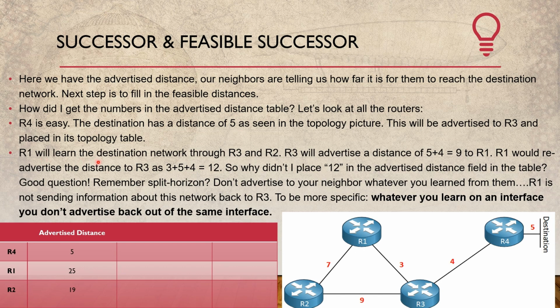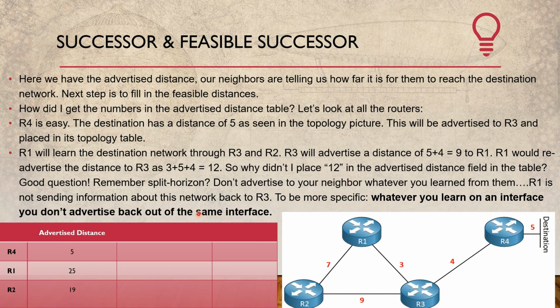Now R1 will learn the destination network through R3 and R2. R1 will learn from R2 and R3. R3 will advertise a distance of 5 plus 4 to R1. This distance will be advertised to R1. R1 would re-advertise the distance to R3 as 3 plus 5 plus 4, 12. But why didn't I place the 12 in the advertised distance field?